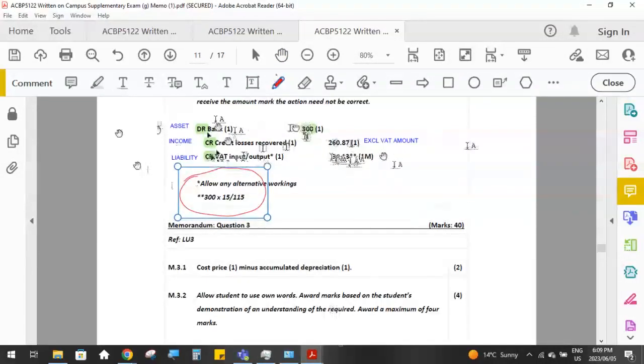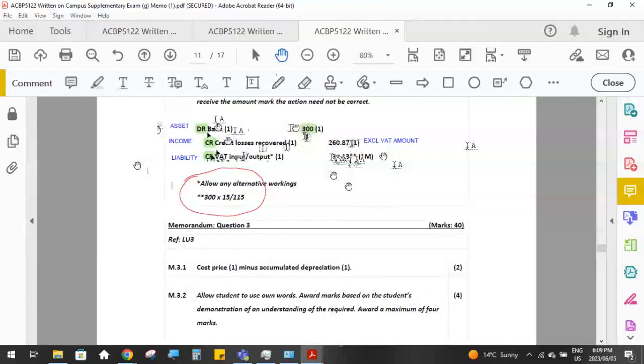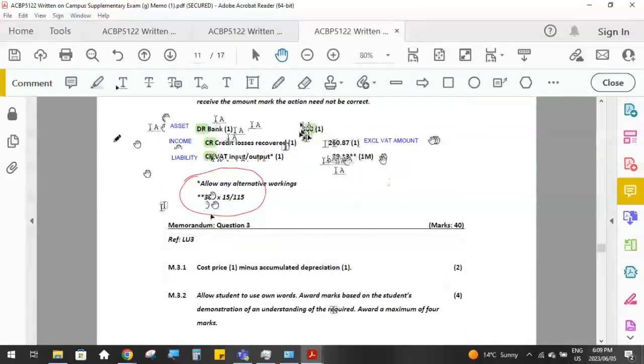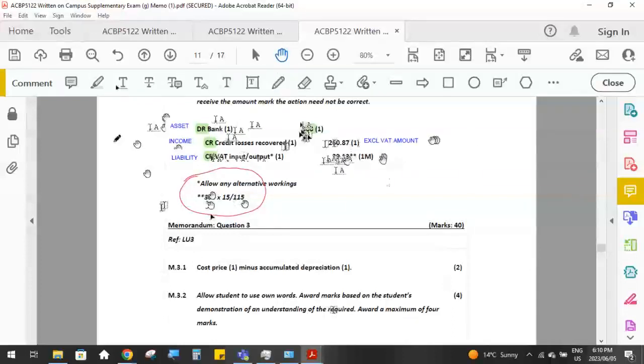Show your workings for this calculation of the VAT. Because the 300 Rand was including VAT, the 300 is made up of the excluding VAT amount, the 100 parts, plus the 15 parts of VAT. So that 300 is 115 parts. And we want to know how much the VAT is. So we want 15 of the 115.